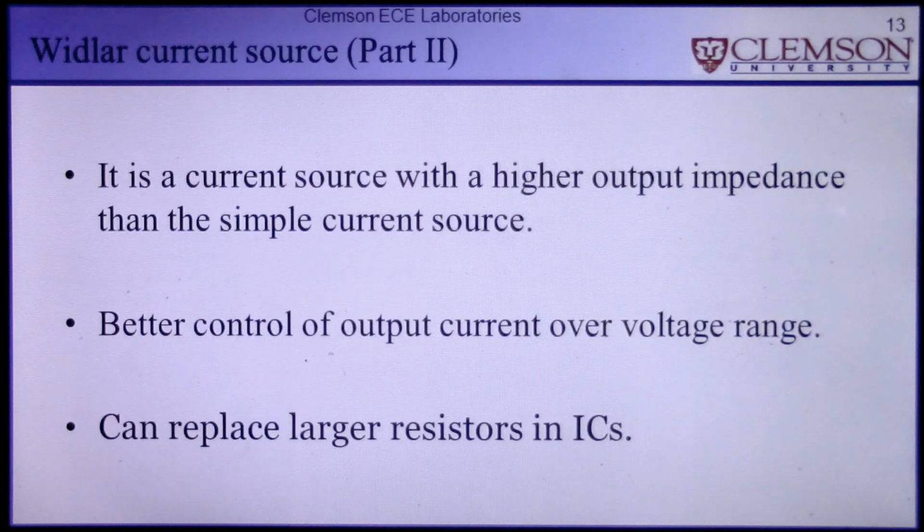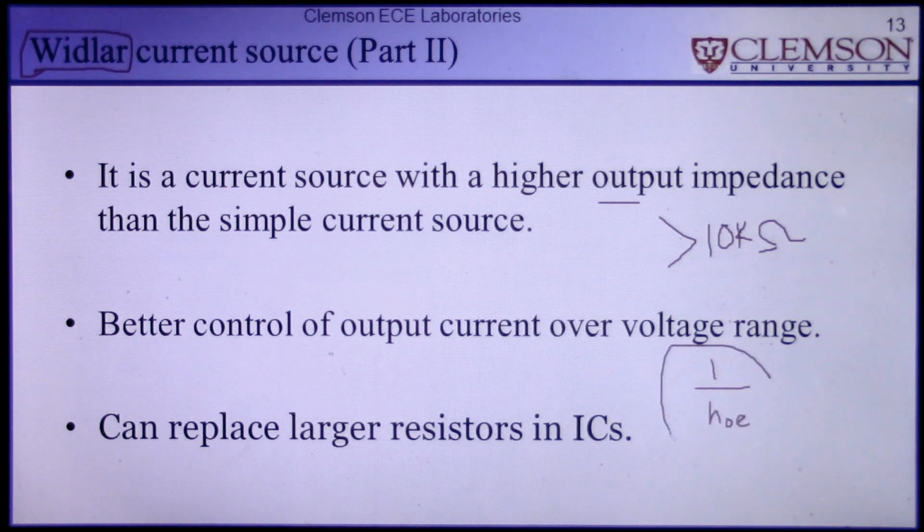Now we have a second part which is called the Widlar current source, named after its inventor Widlar. So it is a current source with higher output impedance than the simple current source. Like last time we had like 10K. Now we want something bigger than that, and better control of output current over voltage range. What does that mean? Like last time we were kind of limited by this. Once a transistor is made, we don't have much control over this thing, but now we want tunability, so we can do something, and it can replace larger resistors in ICs.